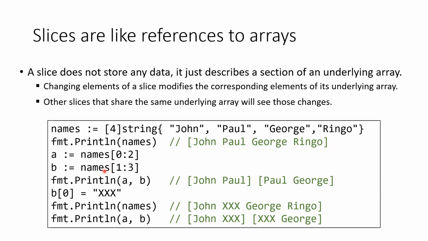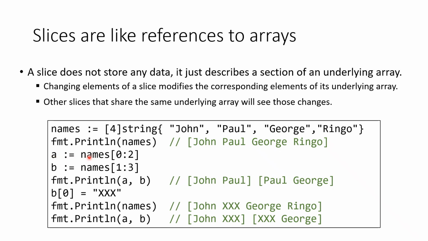In this code fragment, we first declare variable names as an array of 4 strings and initialize those 4 strings to be the 4 names John, Paul, George, and Ringo. The list of those 4 strings is shown when the array names is printed out in the second line of code. Then we declare 2 slices A and B from array names.